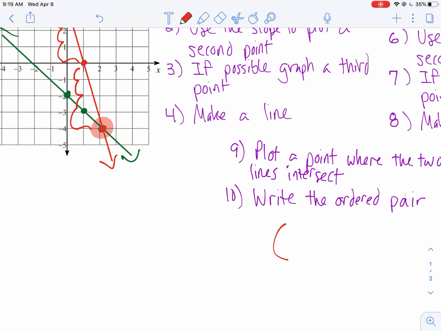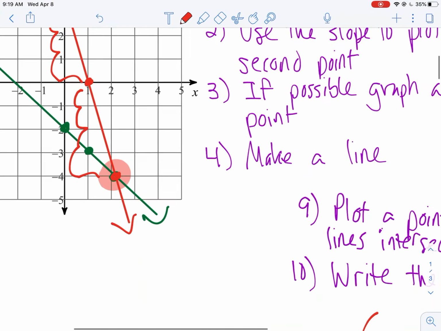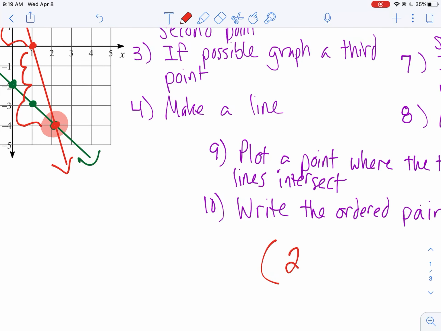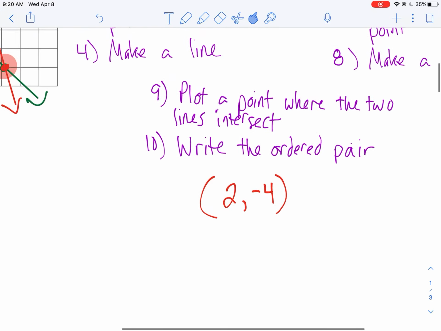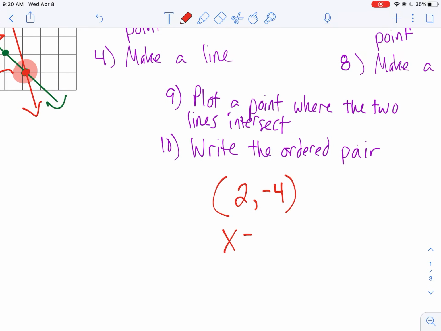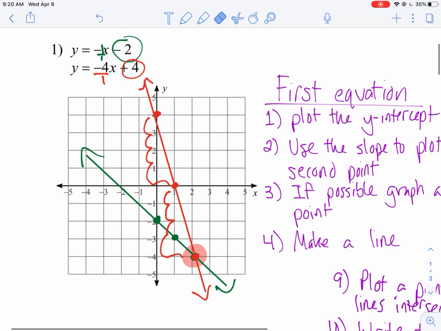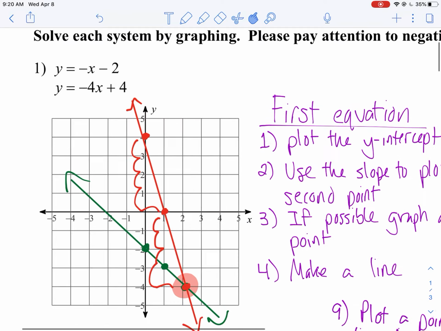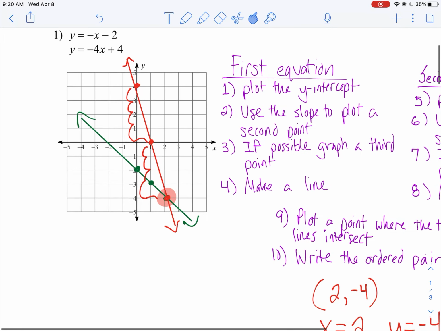Write the ordered pair. My ordered pair here is 2, -4. So I can write it as (2, -4). I can also write it as x equals 2, y equals -4. Why is it good to write it like this? I'll show you, because what are we solving here? What we're essentially saying is you can plug both these values into these equations and it will work.